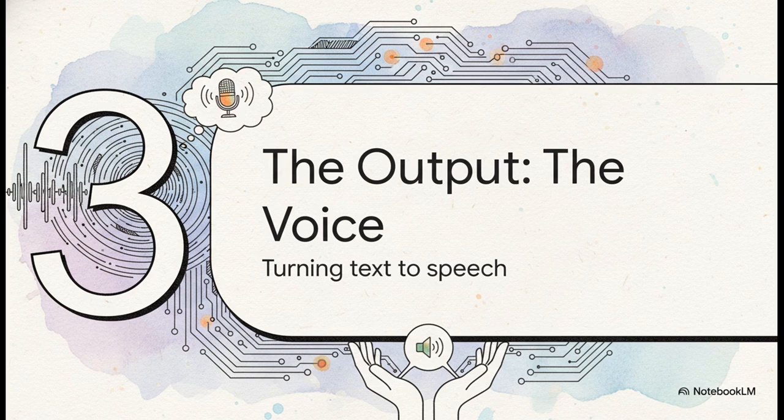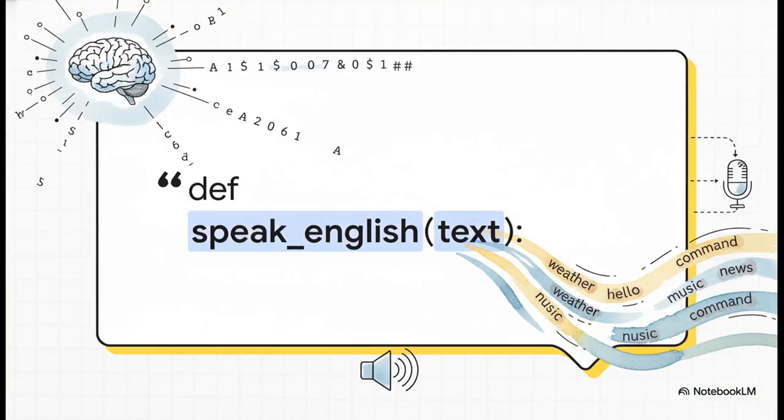So, we've listened, we've thought, and now it's time to speak. The final piece of our AI's anatomy is its voice, the system that turns the AI's written response back into something we can actually hear. And, yep, you guessed it, there's a function for that. Speak English takes the text response that the AI's brain just generated and hands it off to a text-to-speech system so it can be spoken out loud.